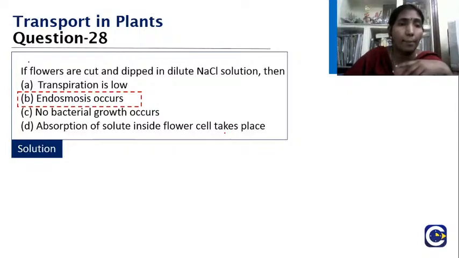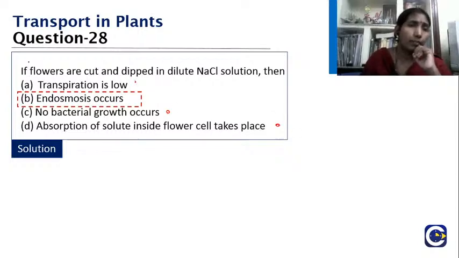The endosmosis will happen. What is endosmosis? Endosmosis is the movement of the solvent, which is going to be from lower solute to higher solute concentration. So when you are dipping it like that in a dilute solution, what will happen? The solvent from the dilute NaCl will move inside the flower, so that endosmosis will occur. So that is the reason. Very good children. It has nothing to do with bacterial growth or absorption of solute or transpiration. So it's quite logical here.